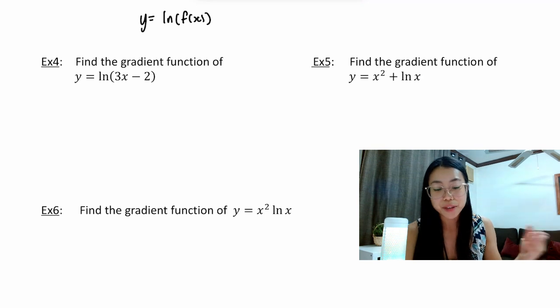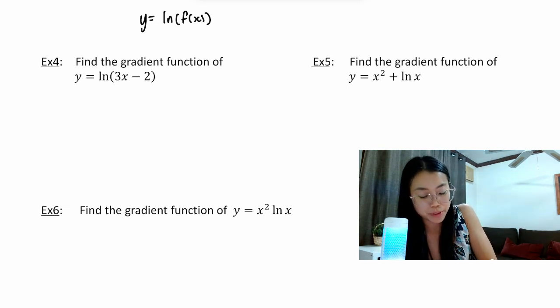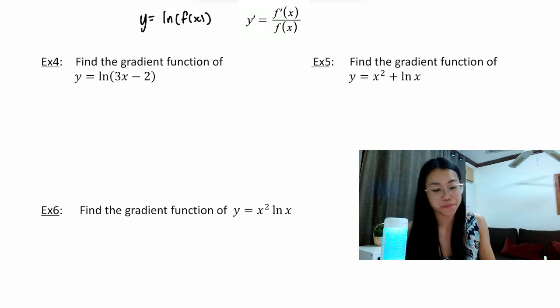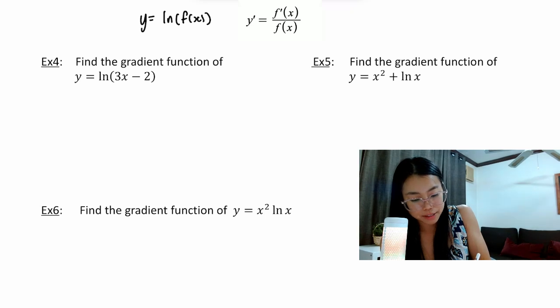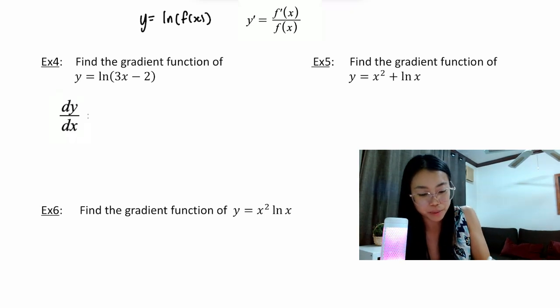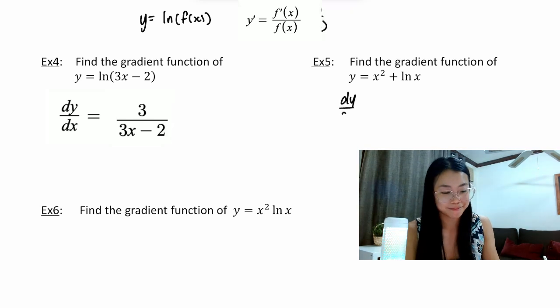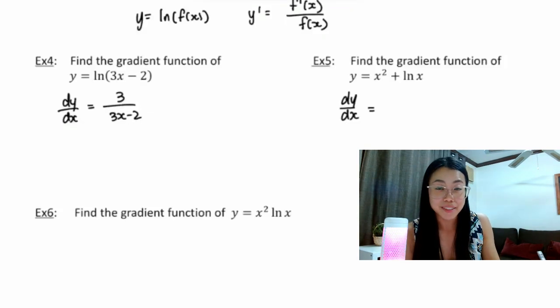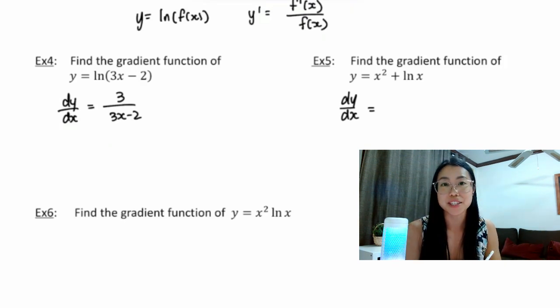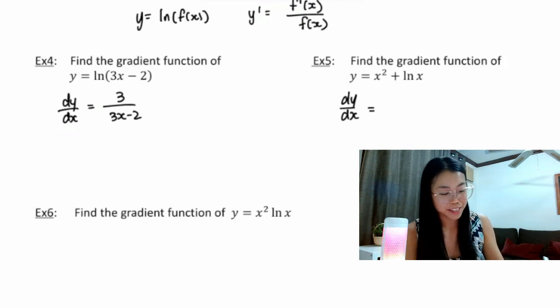Question 4. Find the gradient function of y equals ln of 3x minus 2. So remember that if I have y equals ln of f of x, the derivative of that is just going to be f prime of x over f of x. So dy dx, in this case, is going to be equal to 3 over 3x minus 2. And we're done. Pause the video now, actually pause it, and try the next 2 questions. Okay, let's look at the answers together.